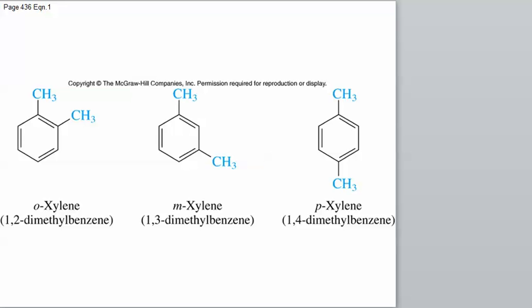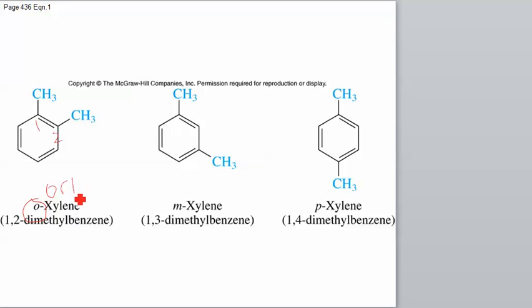We can number the carbons in the ring and refer to the locations of the substituents, similar to what we do with straight chain compounds. But there's also another way that's common in the world of benzene chemistry, and that has to do with what you see here, the little O, M, and P. This O here is for ortho-xylene, and xylene is just a common name for dimethylbenzene, but it's okay to just call this dimethylbenzene. We can say that these methyl groups are at a 1,2 position relative to each other, and it's certainly okay to call it 1,2-dimethylbenzene.